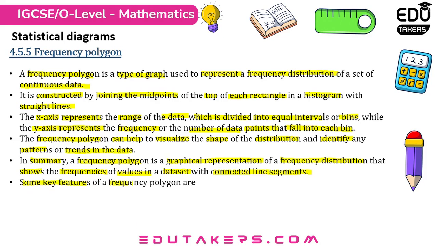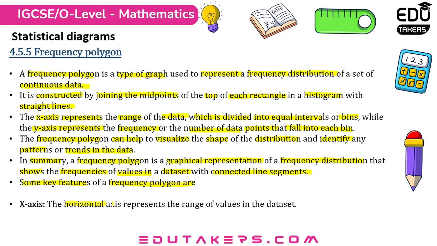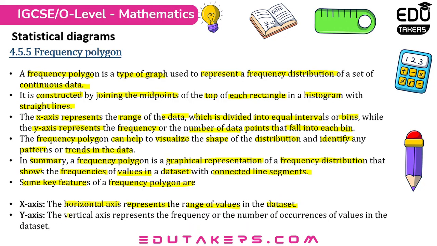Some key features of a frequency polygon are: X-axis. The horizontal axis represents the range of values in the dataset. Y-axis. The vertical axis represents the frequency or the number of occurrences of values in the dataset.